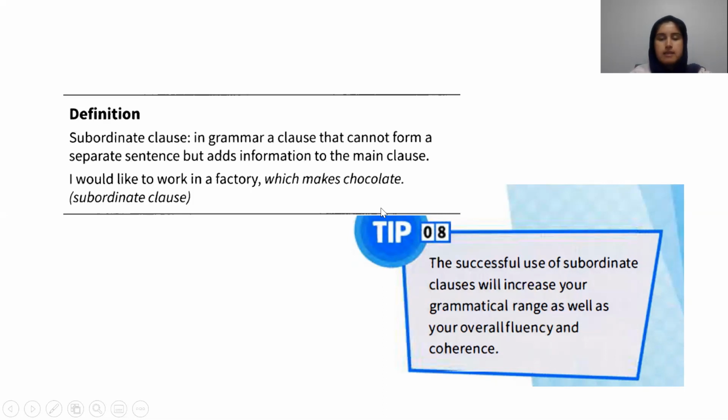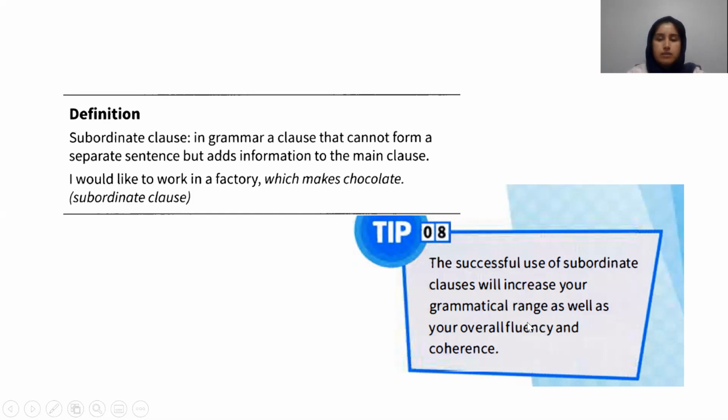It doesn't make sense when we say it alone, which makes chocolate. But if you don't use it as a subordinate clause, you can say, I would like to work in a factory. And then the next sentence, I like the factories that make chocolate. But if you add them together, it really helps. Or for example, if there's a question that says, how do you go to work every day? You can say, I go to work by bus, which is really comfortable. Like, you can always say, I go to work by bus, and buses are more comfortable. But if you just add which and use it as a subordinate clause, it makes it longer and can increase your marks. And the tip is, the successful use of subordinate clauses will increase your grammatical range as well as your overall fluency and coherence.